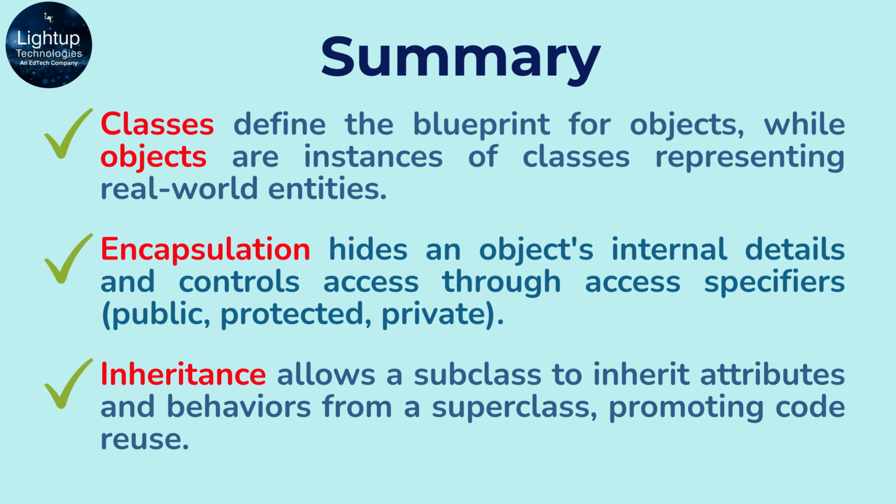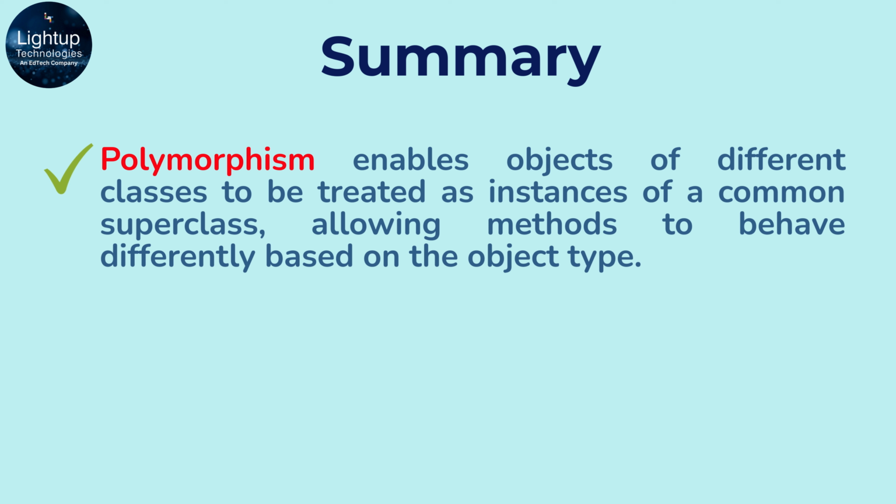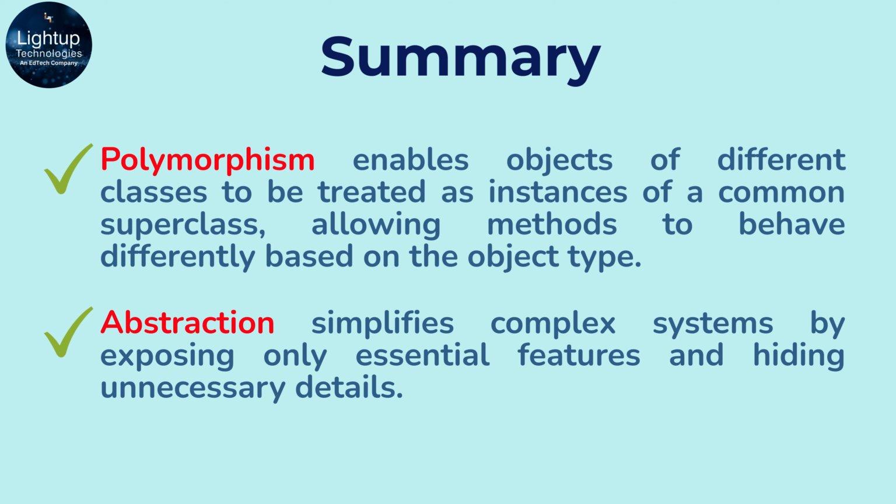Inheritance allows a subclass to inherit attributes and behaviors from a superclass, promoting code reuse. Polymorphism enables objects of different classes to be treated as instances of a common superclass, allowing methods to behave differently based on the object type. Abstraction simplifies complex systems by exposing only essential features and hiding unnecessary details.